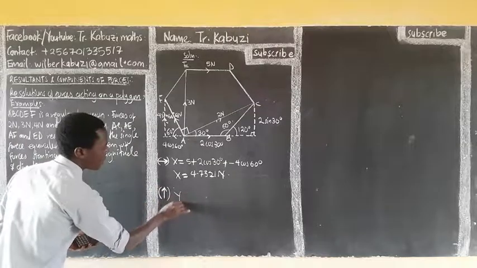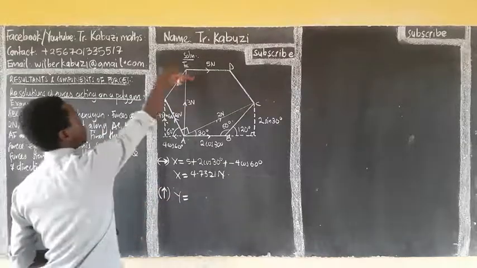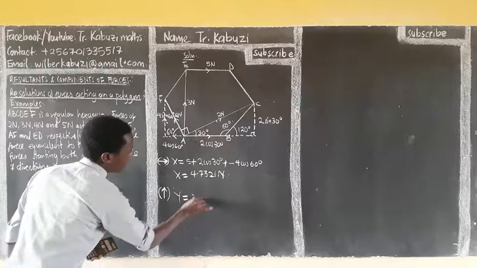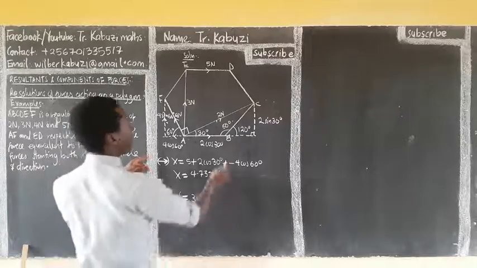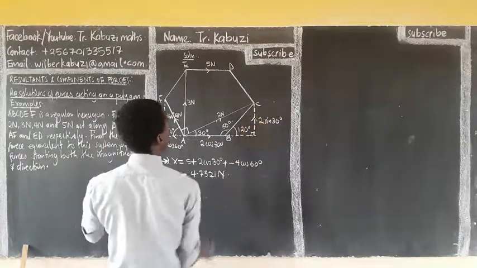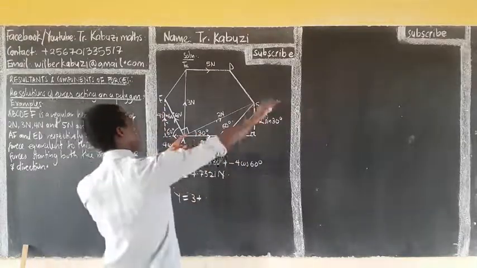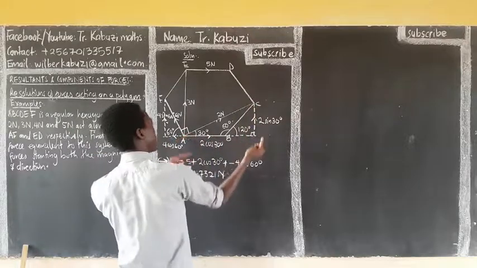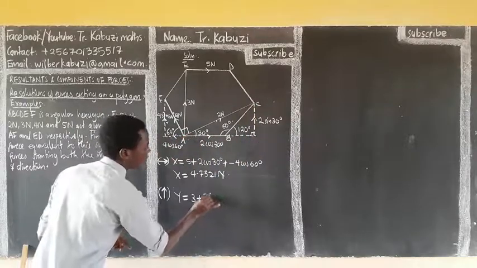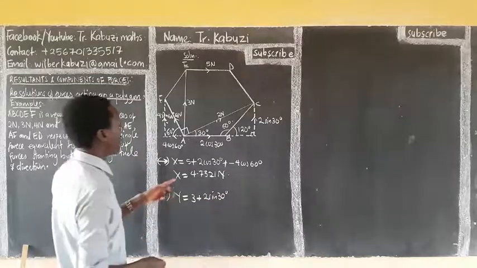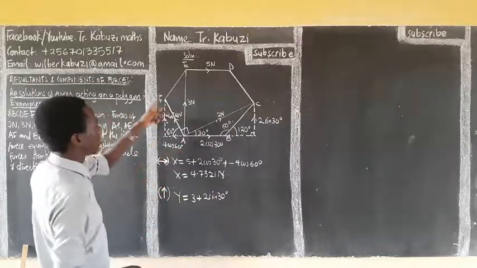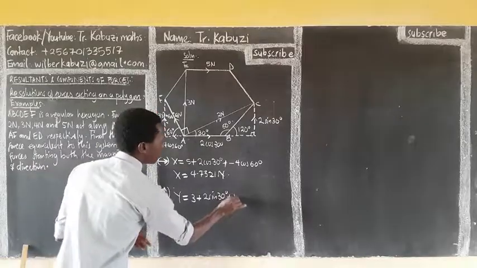Now I solve vertically. So there I'll be getting my y. Vertically we have the first one, which is 3, then plus. Is there anyone which is going up again? Yes. Remember this one was going like this, then like this. So we also have that because our force is going like this, so we shall go like this, then up. So we also have 2 sine 30 degrees. Is there anything which is going up again? Yes. This one, then it goes up, then plus 4 sine 60 degrees.